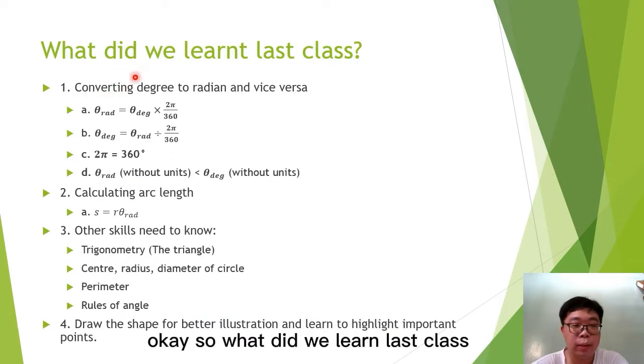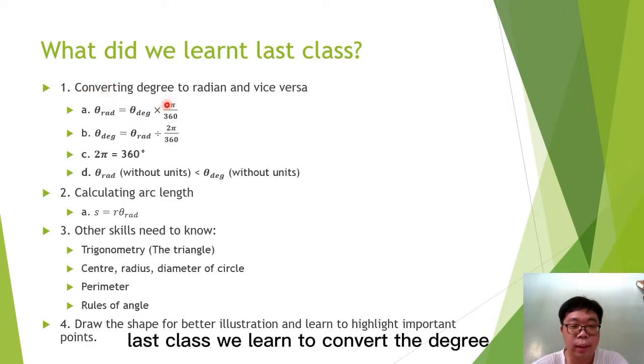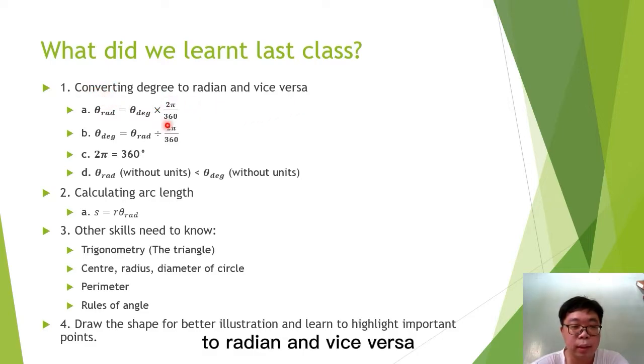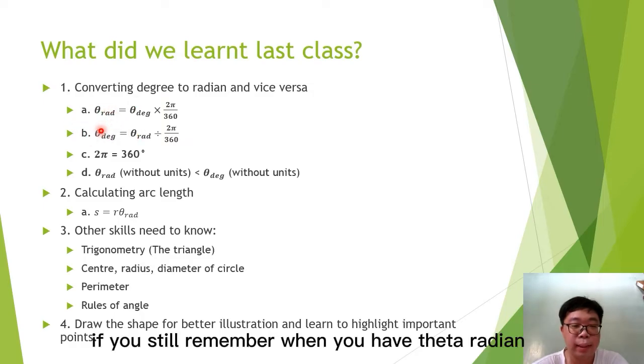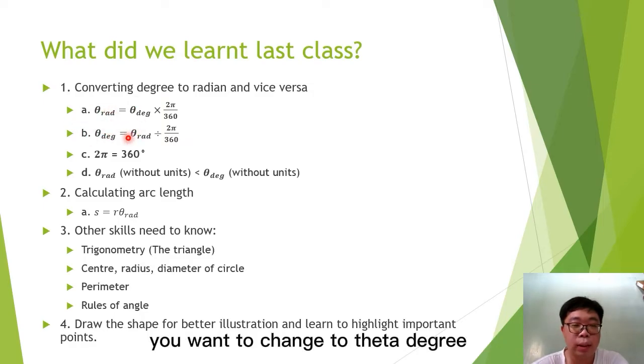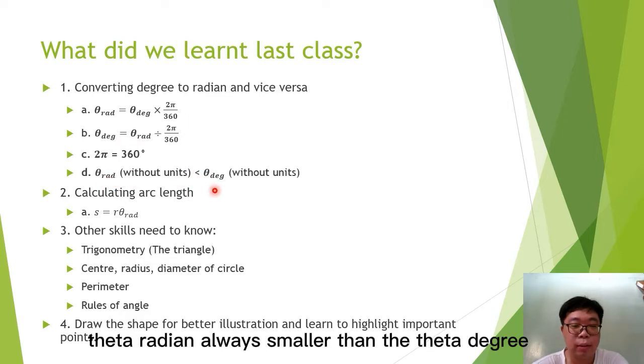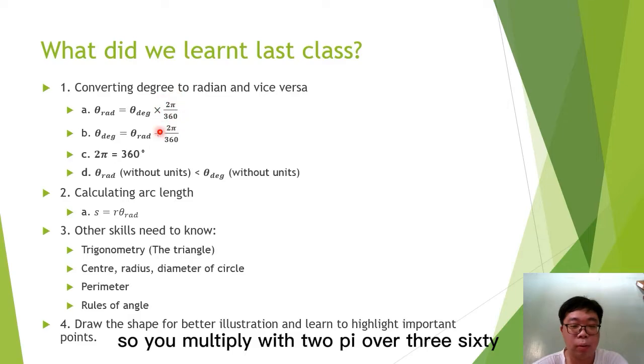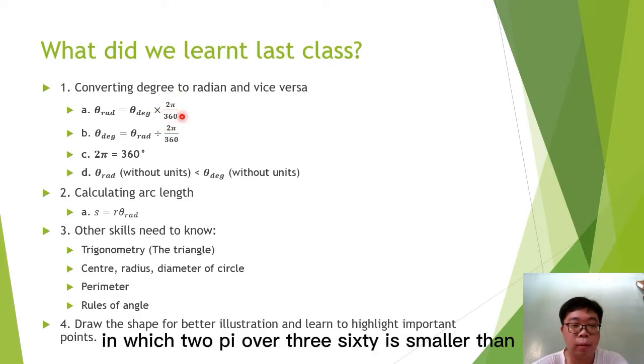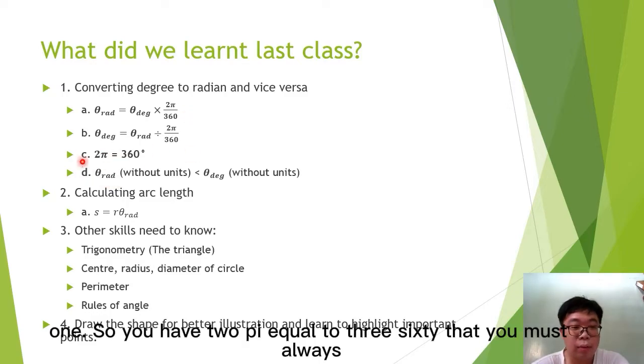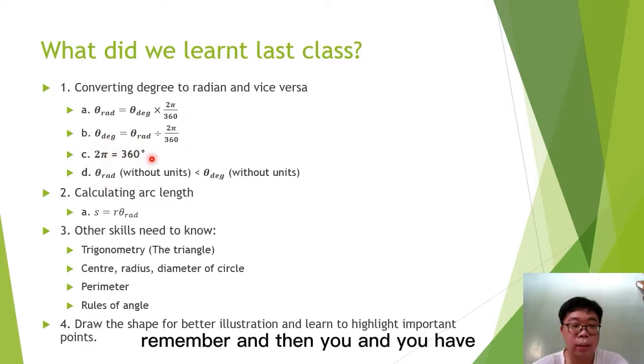Okay, so what did we learn last class? Last class we learned to convert the degree to radian and vice versa by using this formula. If you still remember, when you have theta radian and want to change to theta degree, you must remember theta radian is always smaller than theta degree, so you multiply with 2 pi over 360, in which 2 pi over 360 is smaller than 1. So you have 2 pi equal to 360 that you must always remember.